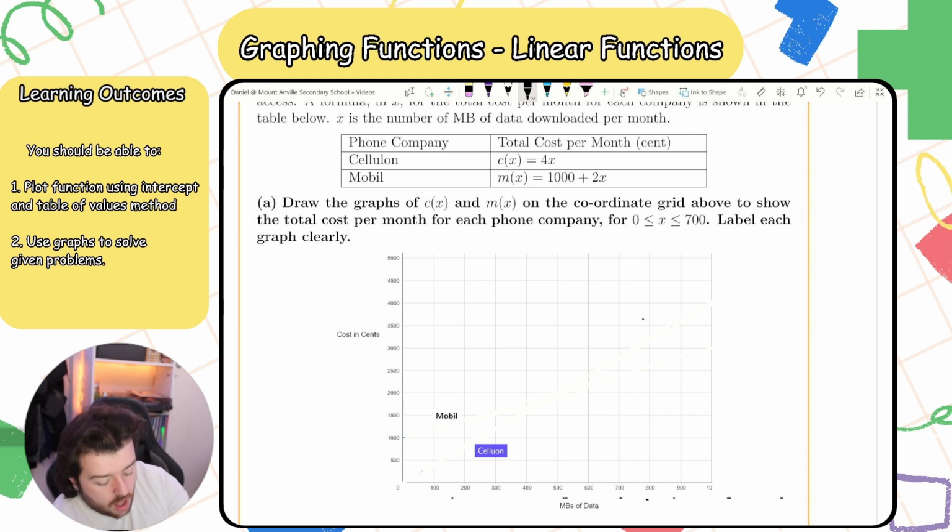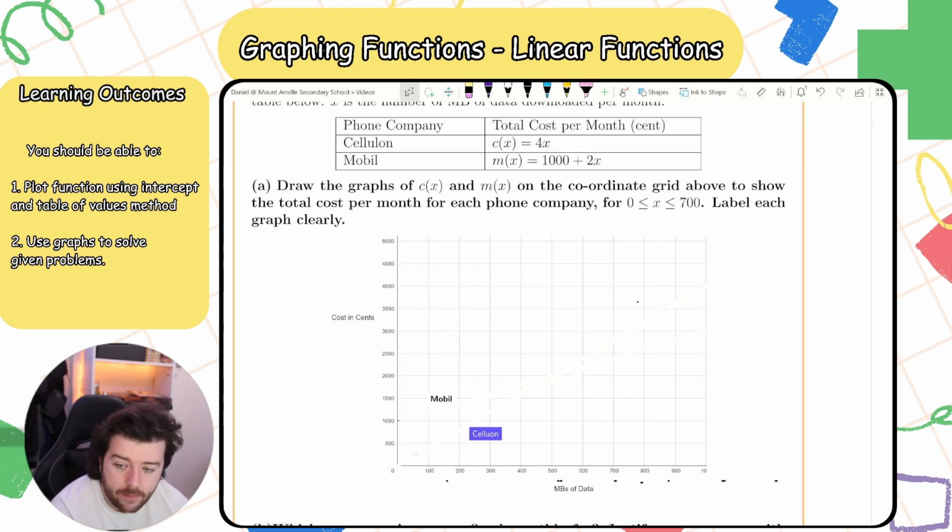to show the total cost per month for the domain here, 0 to 700. Label each graph clearly. Now, so 0 to 700. So I'm actually going to go up in 100s, really, because they give you the graph here, and see the X values are going up in 100. If you actually plot out 700 points, fair play to you, but like that's a lot of effort, you know what I mean?